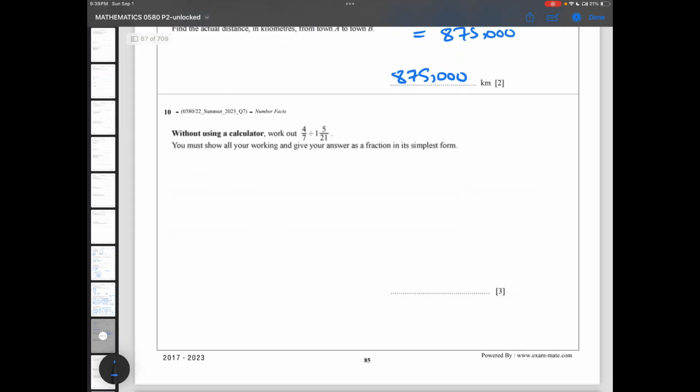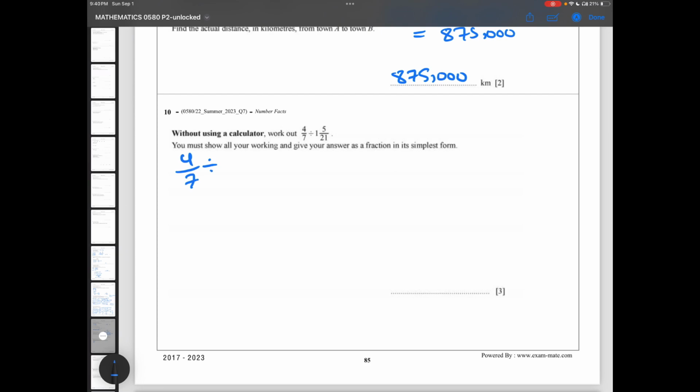Now in question number 10 it says, without using a calculator, work out 4 upon 7 divided by 1 whole 5 upon 21. We must show all our working and give our answer as a fraction in its simplest form. So again we have a division sign between two fractions. In the first step we will just convert this mixed fraction into an improper one. We are not going to change the sign now.